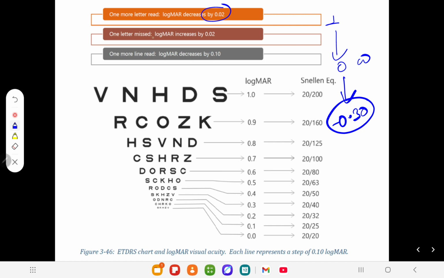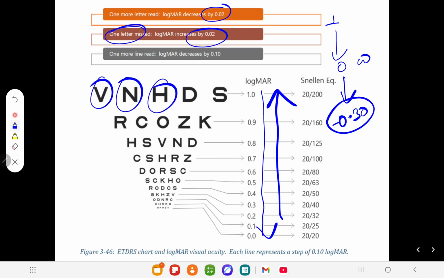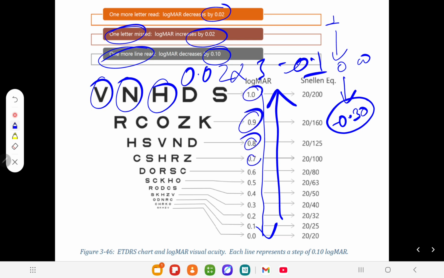So one letter missed, then logMAR increases. It's central to understand: logMAR functions oppositely. As the vision gets better, the logMAR decreases. As visual acuity gets worse, logMAR increases. So one more line, which means 5 letters, 0.02 times 5 is equal to 0.1. So one more line read means a decrease by 0.1. That's why it's 1, 0.9, 0.8, 0.7, 0.6, 0.5. It's simple.